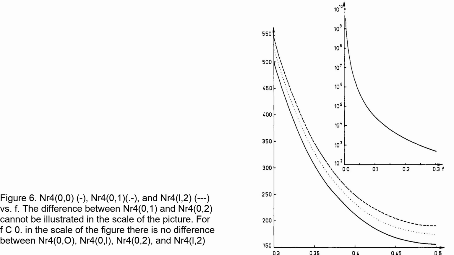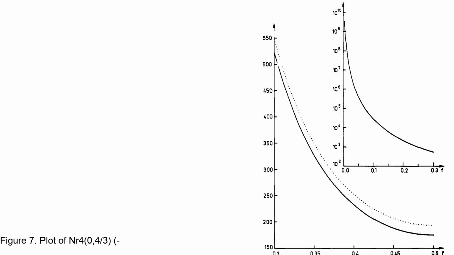function of the composition f of the copolymer. The coefficients R4 are related to the fourth-order term in the free energy expansion. The plot illustrates that R4(0,2) is larger than R4(0,1) for all values of f. The figure shows the coefficients R4(0,4/3) and R4(4/3,4/3) as a function of the composition f of the copolymer. The coefficients R4 are related to the fourth-order term in the free energy expansion. The plot illustrates that R4(0,4/3) is larger than R4(0,0) for all values of f.